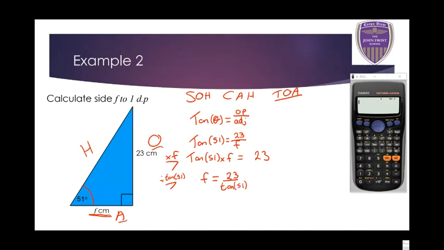Okay, and if I type that into my calculator, 23 divided by tan 51, close the bracket, press equals, I get F is equal to, I'm just going to write this to 1 decimal place, 18.6 centimeters, and that's to 1 decimal place. Okay, so just having to rearrange a little bit more for these examples. So let's have a look at one more example now.